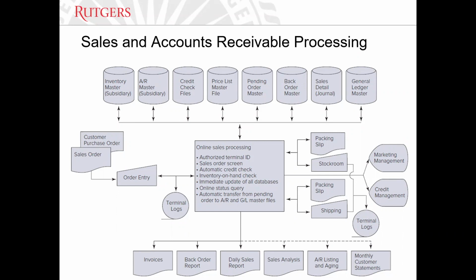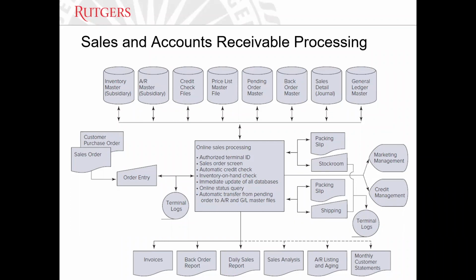Accounts receivable master file, you can get the accounts receivable aging from that. Credit check files, again, if we were doing a detective control to see if a customer had exceeded their credit limit, well, we would probably compare what was ordered from the sales order to the customer credit file. Price list master file, we talked about that when we were talking about the wrong prices being on the sales order. We could have automated control.